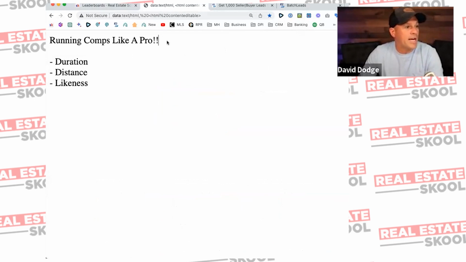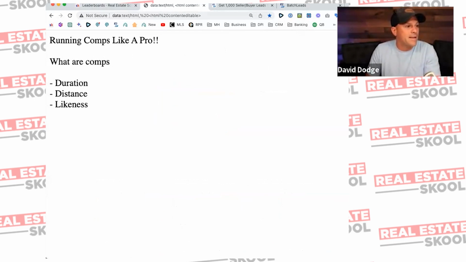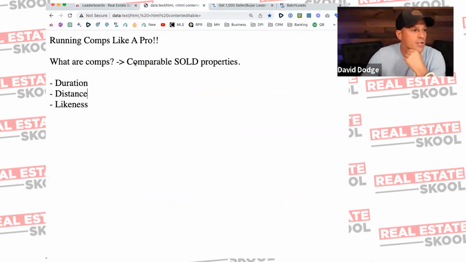Okay, so running comps like a pro. Well, let's start with what are comps, right? What does that mean? Well, what that means is comparable sold properties. We're going to use the comparable sold properties to essentially determine what our ARV is going to be, which is going to essentially give us the after repair value, or the ARV. So we'll spell that out.